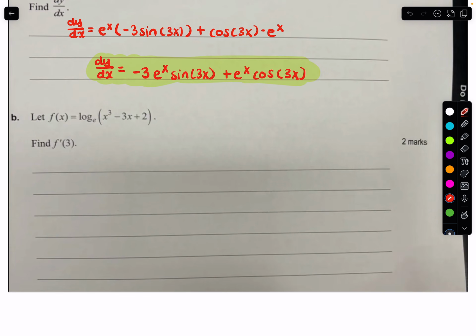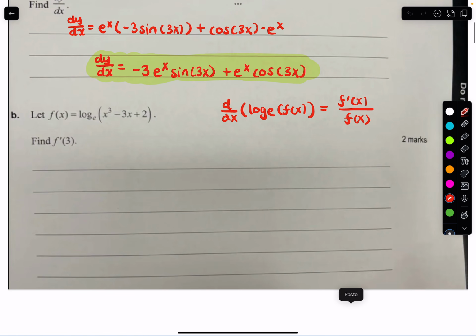Okay, we have f of x and it's a logarithm. Find f dash of 3. Very, very easy question. To differentiate any logs, we know this is the formula: when you have a function in the form of a log, the derivative is just f dash of x over f of x. So this is using this rule.